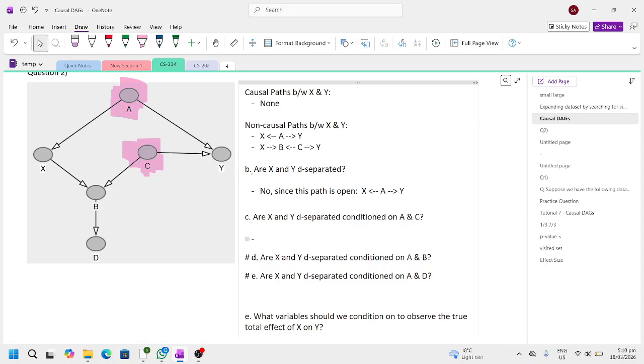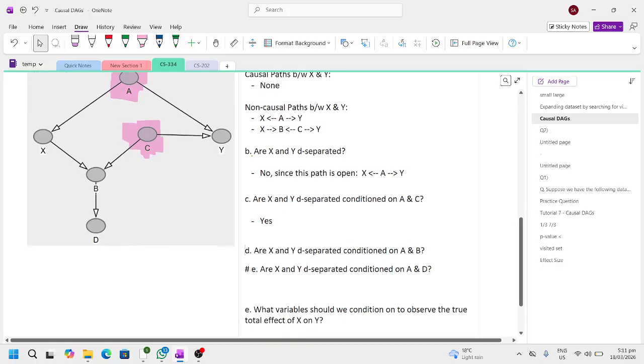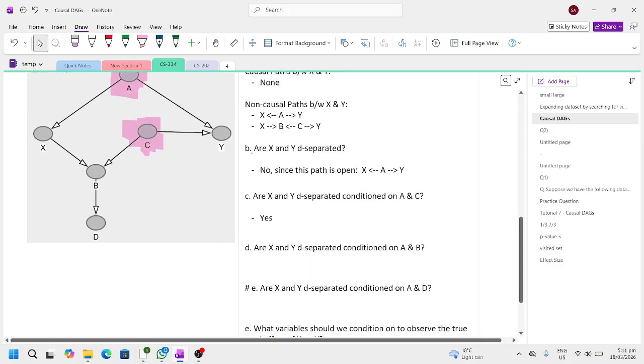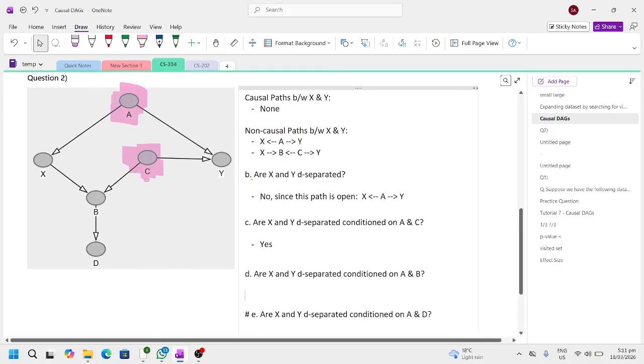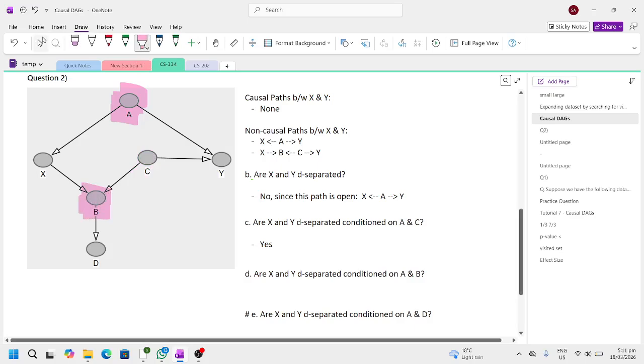Yeah, that's true. They are d-separated now. And why are they d-separated? Because this lower path was already blocked, and conditioning on C obviously doesn't open it. And conditioning on A also blocks the upper path essentially. Let's look at part D then. Are they d-separated if you condition on A and B instead? Let's remove this, and we have conditioned on this one instead.